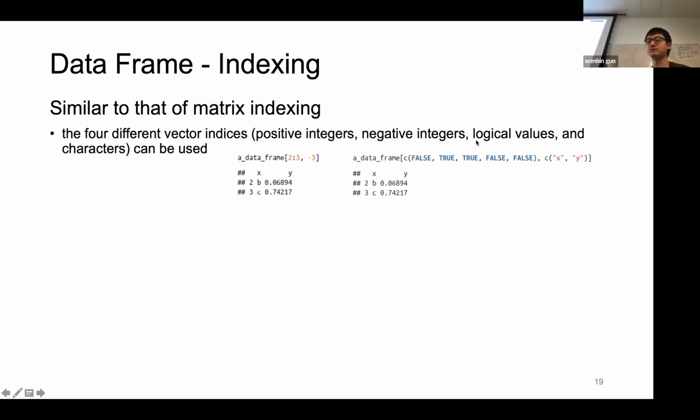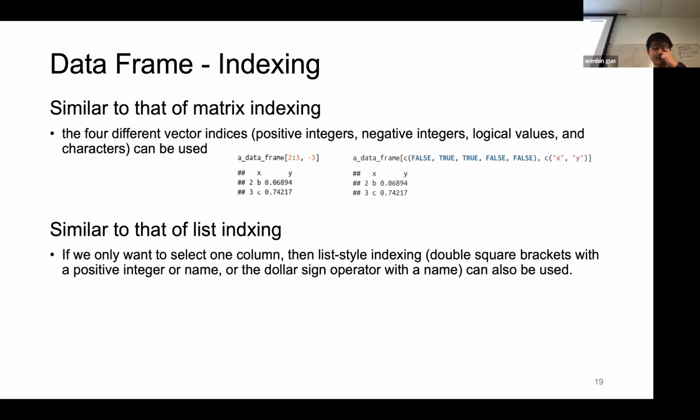And you can also put logical values indicating that if it's true, we will obtain this row. And you can also put characters if you have row names or column names specified. So basically, these are the four different options we talked about yesterday for indexing vectors and matrices. So they are still applicable here.